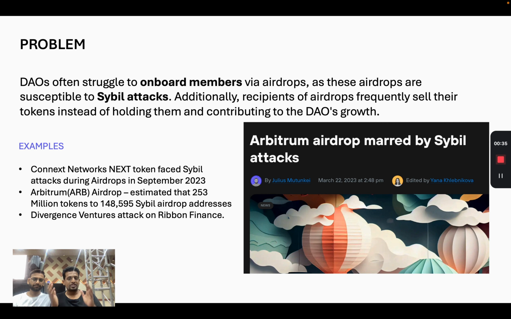So how do we functionally solve this problem? Additionally, a lot of people who receive these airdrops immediately go to the market and sell them instead of holding them or contributing to the DAO's growth. So we are looking at this problem: how do we make DAOs more engaging? How do we build a toolkit for DAOs to onboard people easily, engage them, and make them collaborate with each other, so that the DAO as a community grows without the value leaving the community, right? These are the problems we decided to address as part of this project, TrustDrops, at this hackathon.